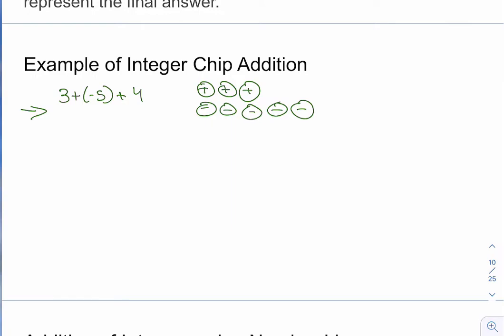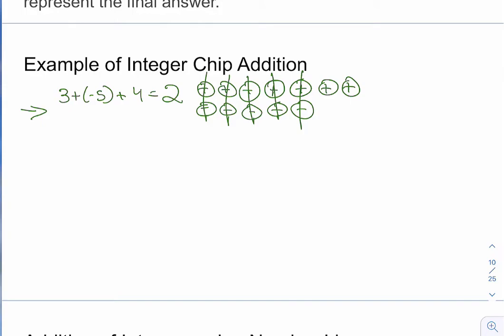Now, because we're adding these, you can do this in 2 different ways. Some would put them down here on the bottom, or some would just add them onto the positives over here. 1, 2, 3, 4. So now I have my 4 chips and my 3 chips that are positive, and I have my 5 chips. So then I would go to the next step as usual, cross off the 0 pairs, and the remaining chips are my answer, 2 positive.